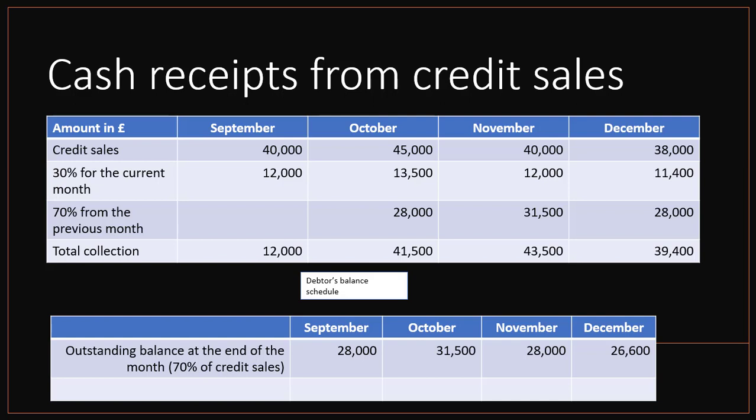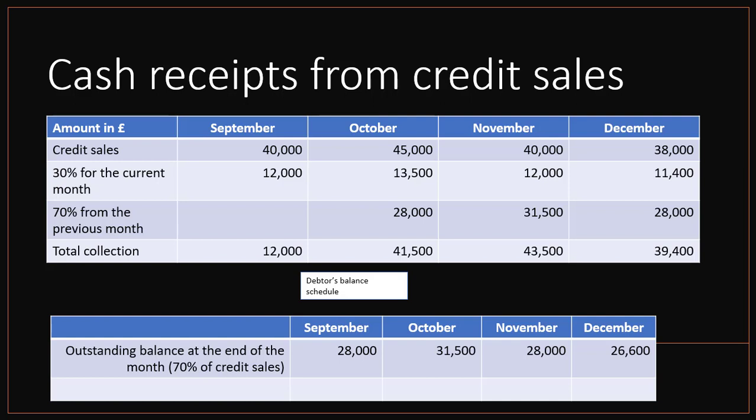So you can see here for October we have 13,500, which is 30% of the month's sale, and then 70% from September. Likewise in November we have 30% of 40,000, that's 12,000, and then we collected 70% of 45,000 from October sales, and then for December too. So collection is 30% of the credit sales and then 70% of the previous month's sale. In this case for November, that is 28,000, 70% of 40,000.